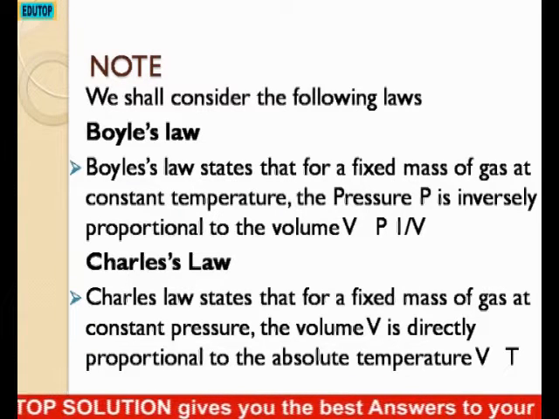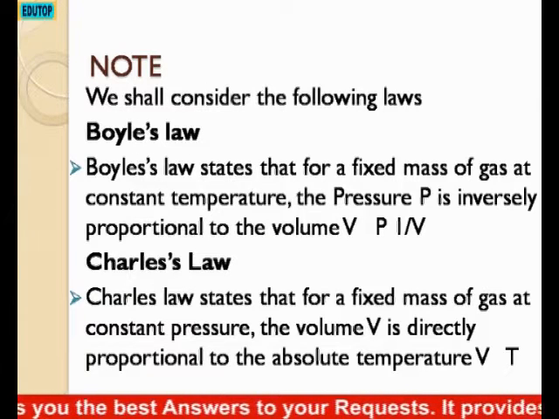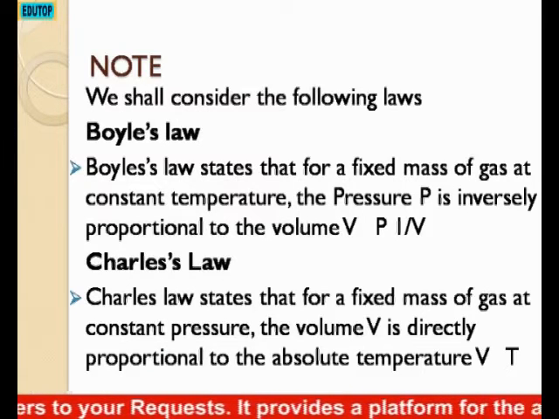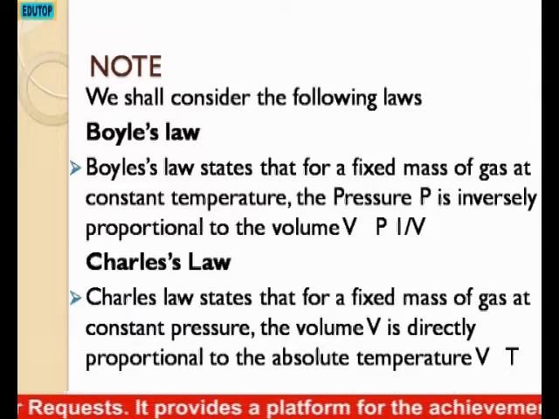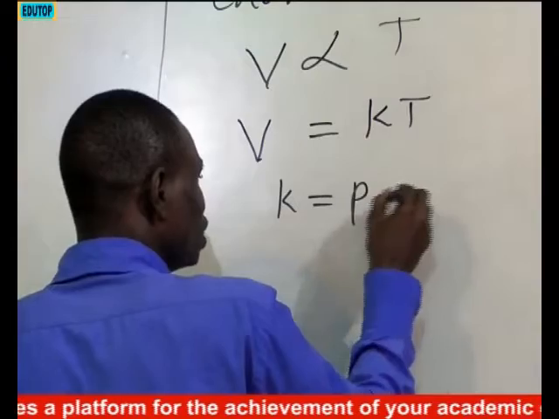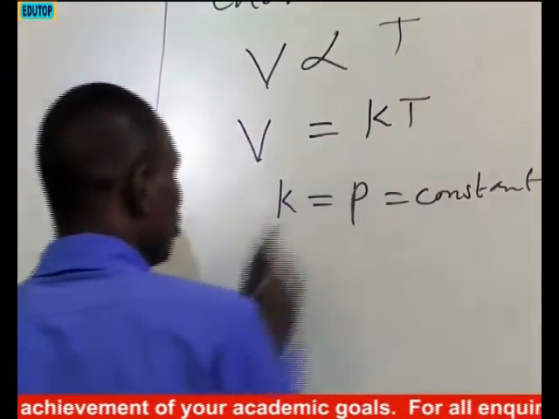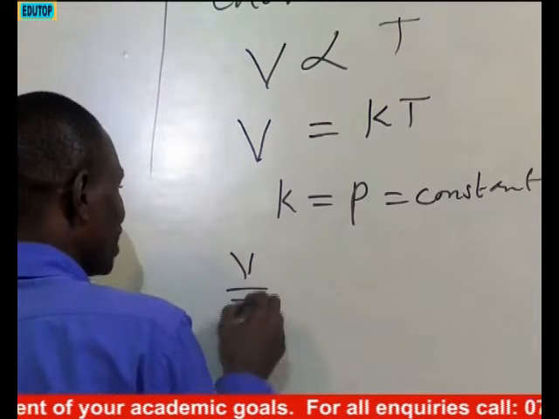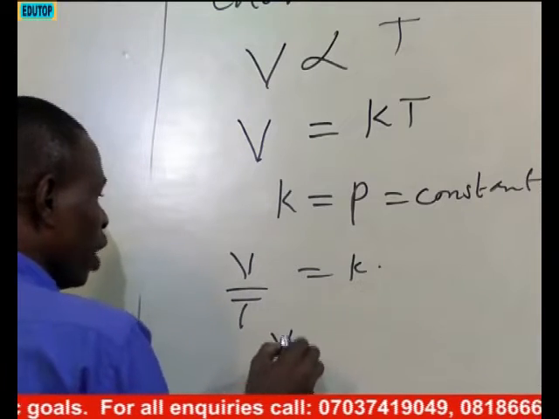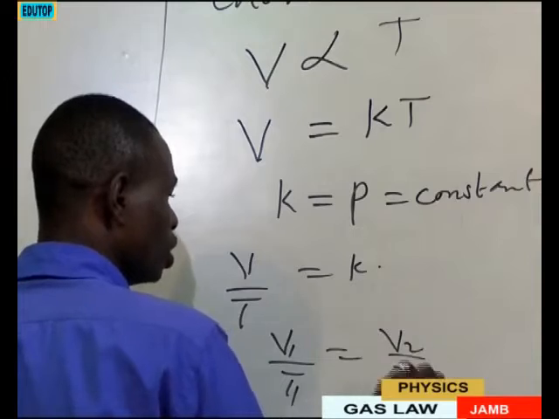V is directly proportional to the temperature when the pressure is constant. V is equal to KT, where K is equal to pressure, which is constant. So from here, you can have V over T is equal to K. Okay? And this can give us V1 over T1 is equal to V2 over T2.